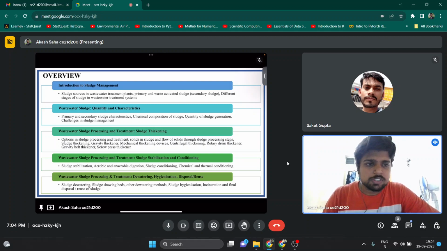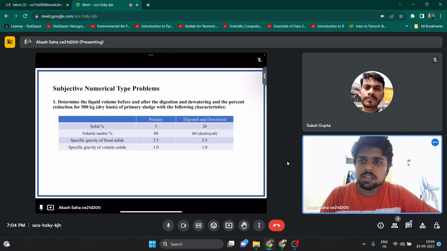So now we will solve some problems. We'll start with some subjective problems and then we will discuss the multiple choice type of questions. So this is the first subjective numerical which I have for practice. It says: determine the liquid volume before and after digestion and dewatering and the percentage reduction for 500 kg, which is dry basis, of primary sludge with the following characteristics.